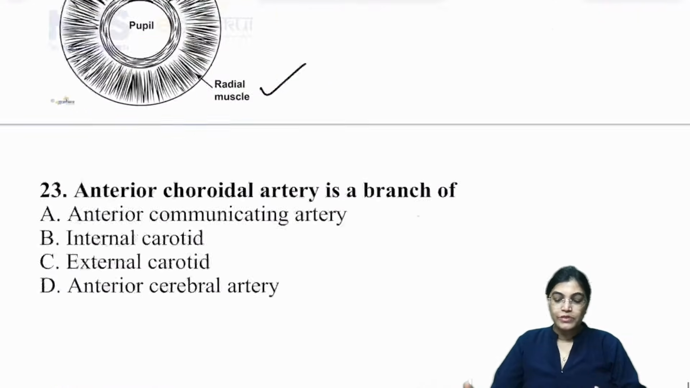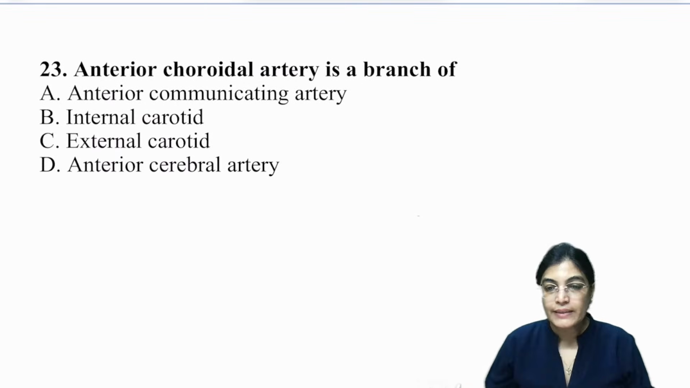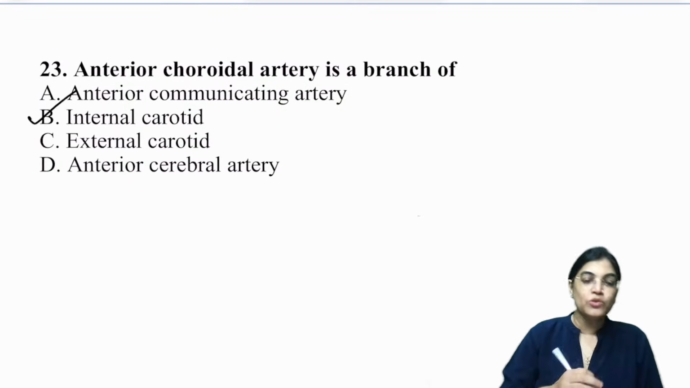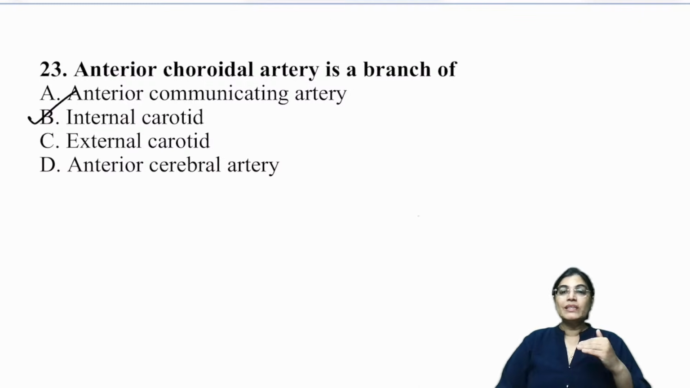Now coming to the next question. The anterior choroidal artery is a branch of which artery? The anterior choroidal artery is a branch of the internal carotid artery. So I want everybody to know the branches of the internal carotid artery. The common carotid artery divides into the internal and external carotid arteries. This happens at the level of thyroid cartilage, in between the C3 and C4 cervical vertebrae.